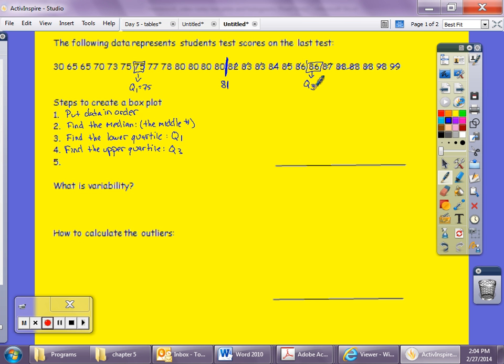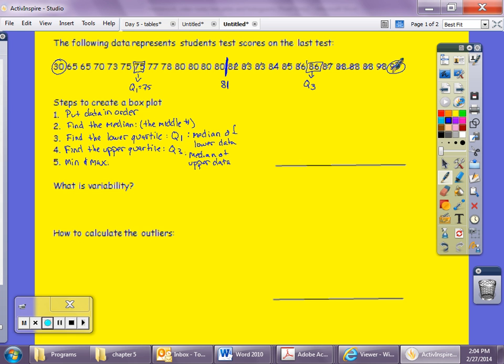So we've got our data in order. We found the median. We found the lower quartile, which is the median of the lower half of the data. We found the upper quartile, which is the median of the upper data. And then the last thing we need to do is find the min and the max, also called your upper and lower extreme, which is 30 and 99.